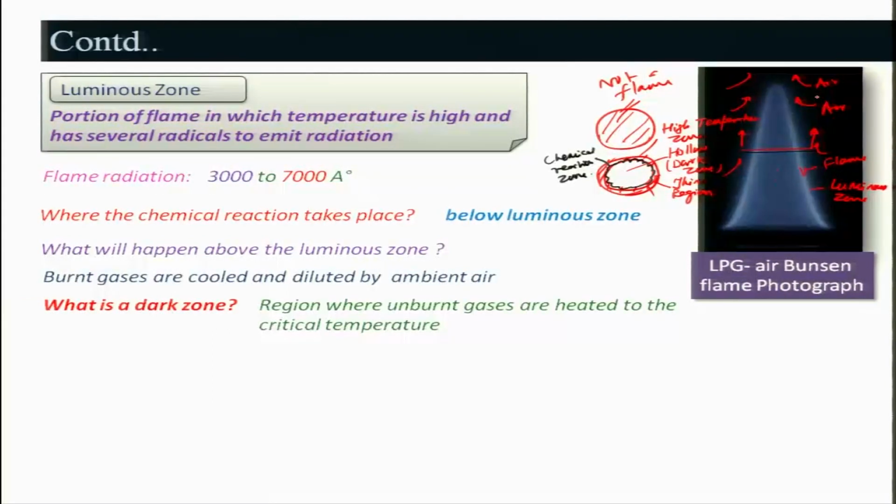The region where unburned gases are heated to the critical temperature is this: if you look at this, this is my flame, let us say this is the fuel plus air mixture, and this is my flame. This region is known as the dark zone.